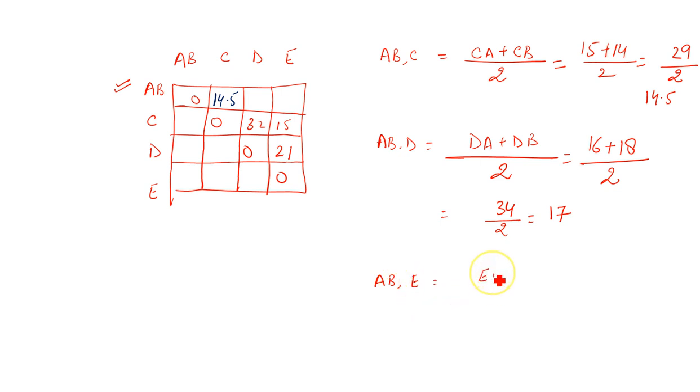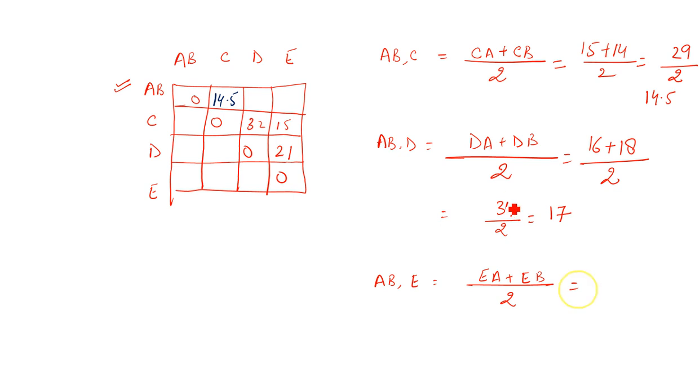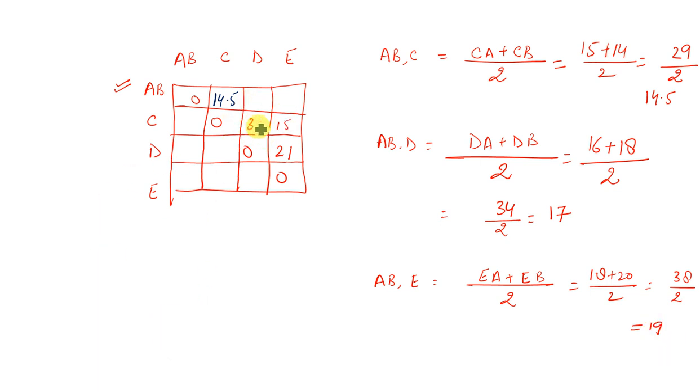So this value will be EA plus EB divided by 2. EA is 18 and EB is 20. So 18 plus 20 divided by 2. So this is 38 divided by 2 and this will be 19. So let's put this value in the matrix. This value is 17 and here it is 19. So till this point we have completed our iteration number 1.